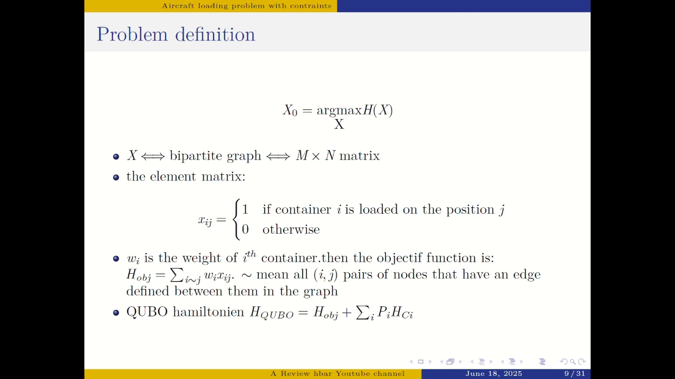But it is important to note that this objective alone does not take the constraints into account. So to complete the Hamiltonian, the one used in the QUBO formulation is actually the sum of this objective Hamiltonian and the constraint Hamiltonians, each weighted by their respective penalty coefficients.